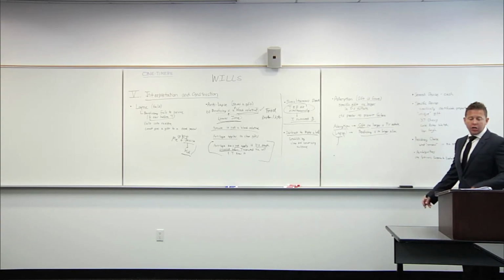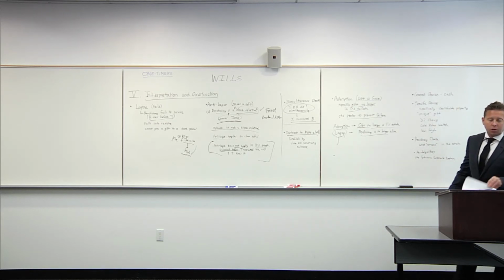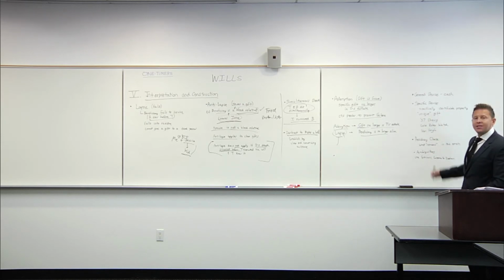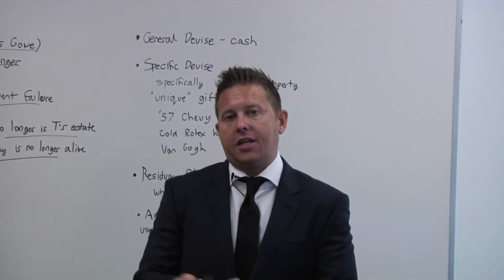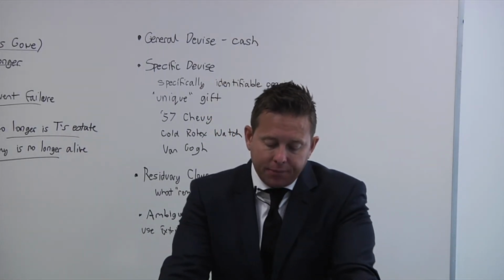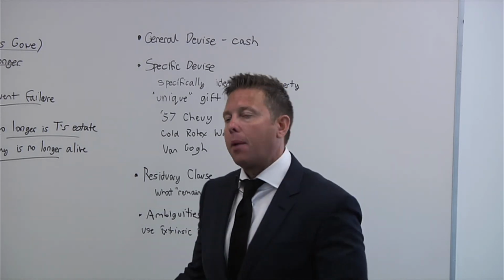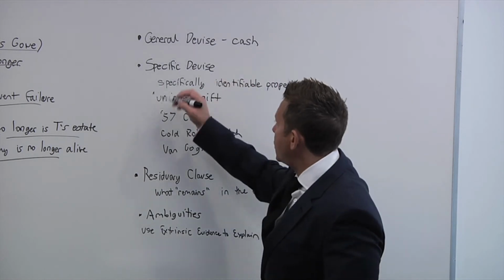Moving along, general devise. Now normally the examiners don't ask you to determine what a general devise or a specific devise is, but a general devise is cold hard cash. That's the best way to do it. It's a general gift. It's a gift that can be payable out of the estate, just a general asset. It does not give specific property. Like I said, general devise would be cash.